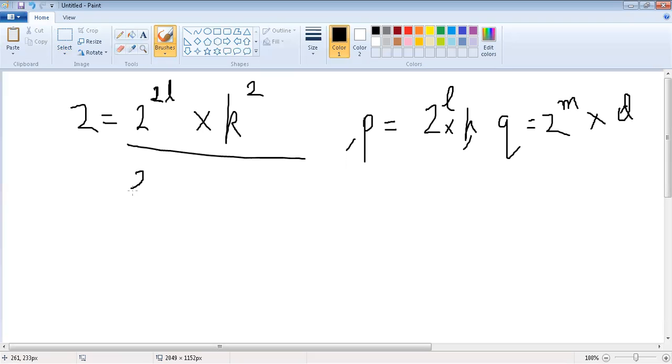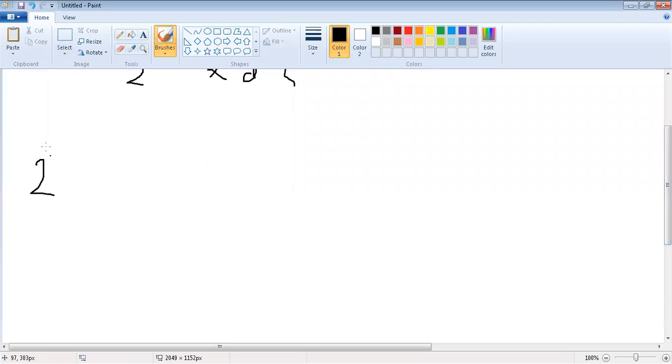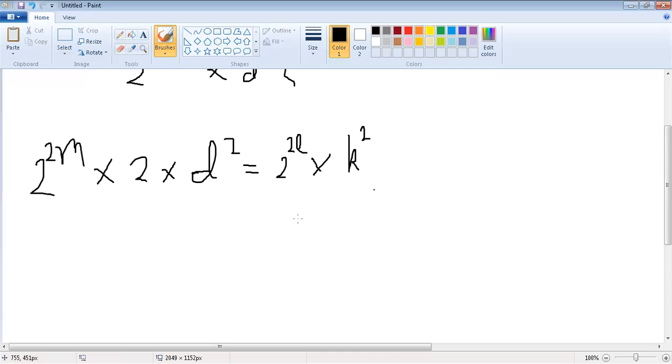So p over q is 2 to the power 2m times d square. Since these two are rational, no need to consider them, or even considering doesn't make a difference. So 2 to the power 2m times d squared, cross multiplied, equals 2 to the power 2l times k square. So assume first, if m is greater than or equal to l.